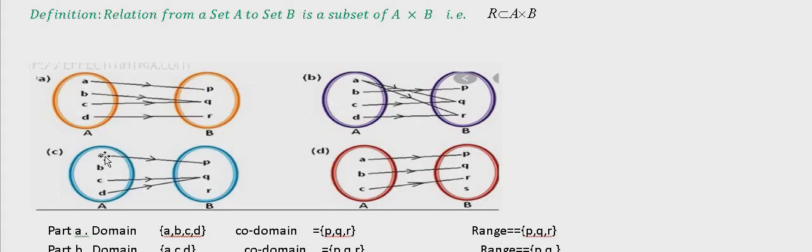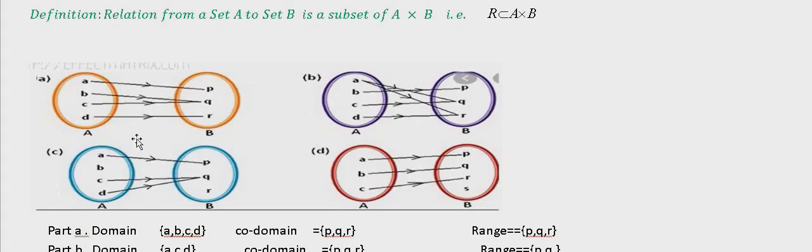The domain is only A, C, D. What is codomain? All the elements in the second set, means P, Q, R. And what is range? The image of these elements, the image of A, the image of C, and the image of D. So what is range?